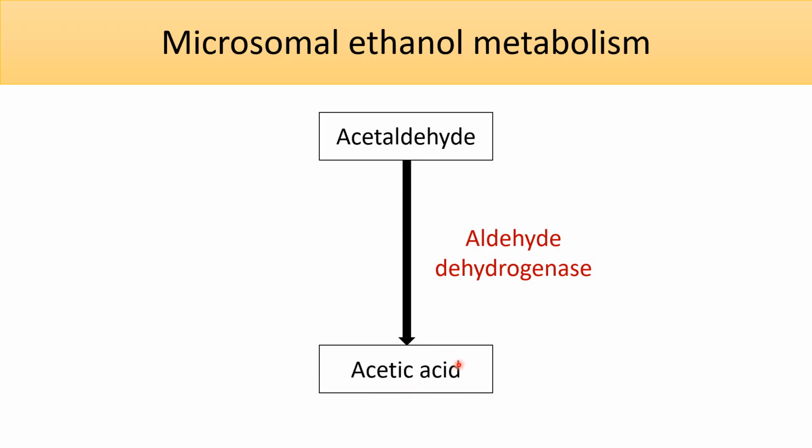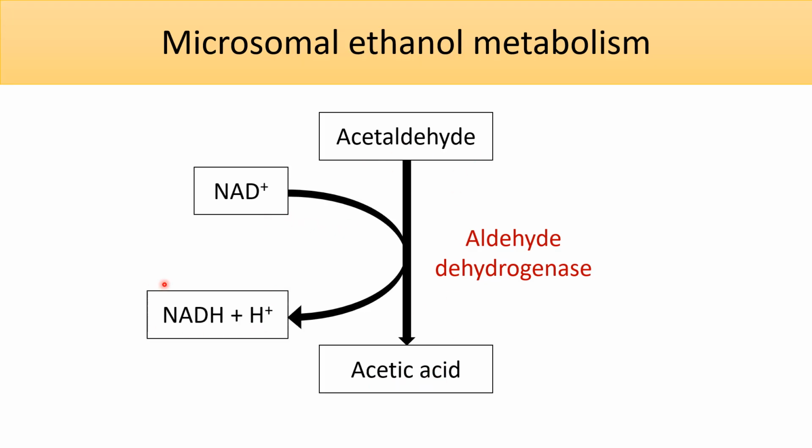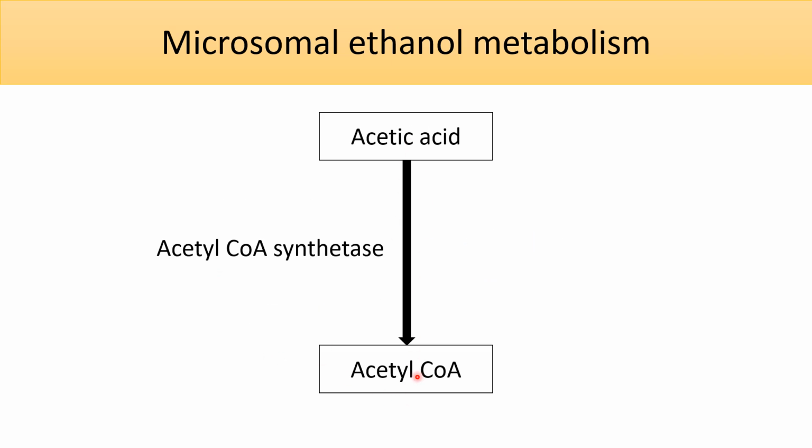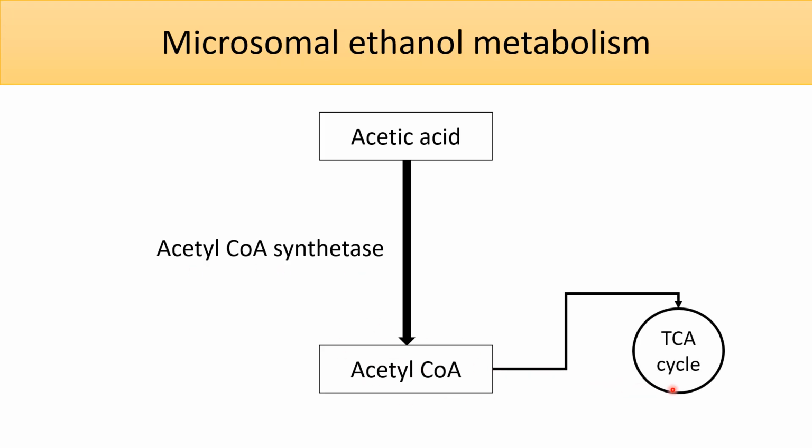So the second step is done by the same enzyme which we had seen in the metabolism of ethanol in the cytoplasm. Okay, acetaldehyde will get dehydrogenated to form acetic acid. That released hydrogen will be taken by NAD, resultant formation of NADH2. Next, acetic acid will get converted to form acetyl-CoA by the same enzyme acetyl-CoA synthetase, and this acetyl-CoA will enter TCA cycle to produce NADH and FADH2, which will enter electron transport chain to produce ATP.